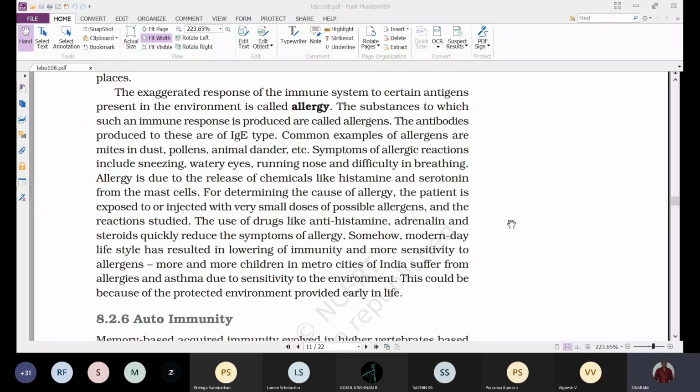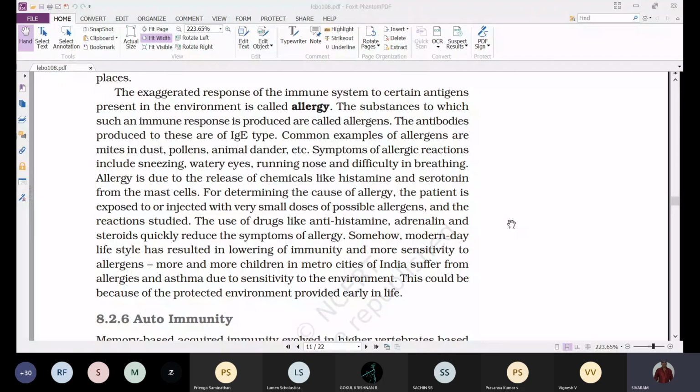So that means it will be exposed. For example, if you want to know if the person is allergic to certain pollen, the person is exposed to that pollen grains. For example, for diabetic patients, they will give insulin. There are different companies of different types of insulins.